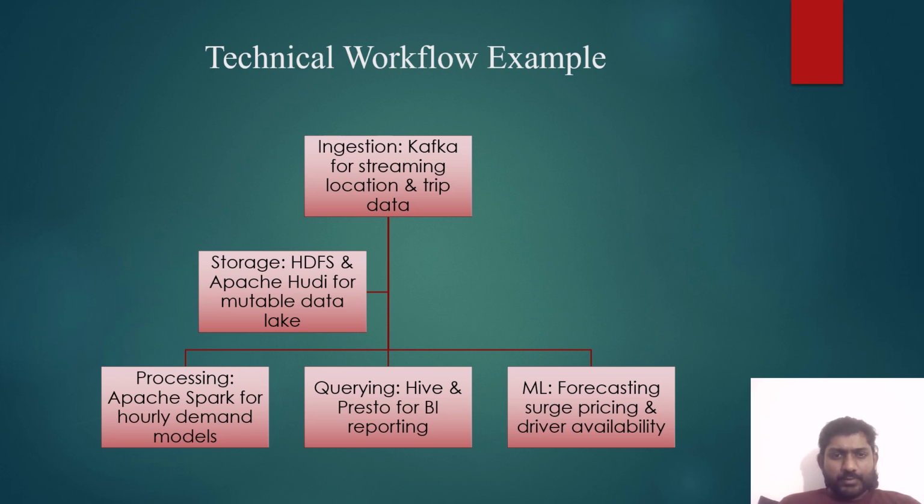Apache Spark processes this data in real time to predict demand, calculate surge pricing, and optimize driver dispatch. Hive and Presto allow internal teams to perform SQL queries on massive datasets for business insights. This architecture supports their operational dashboards, fraud detection, and ML pipelines. By building a flexible data lake, Uber is able to support both real-time and historical analytics at scale.